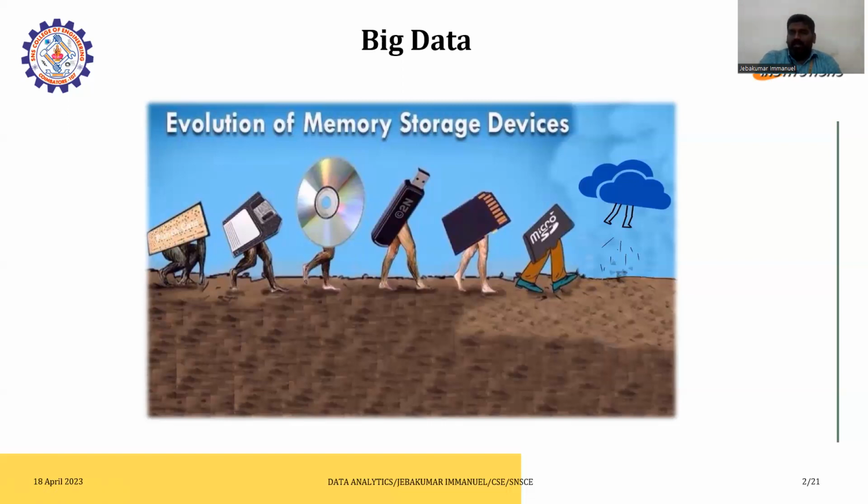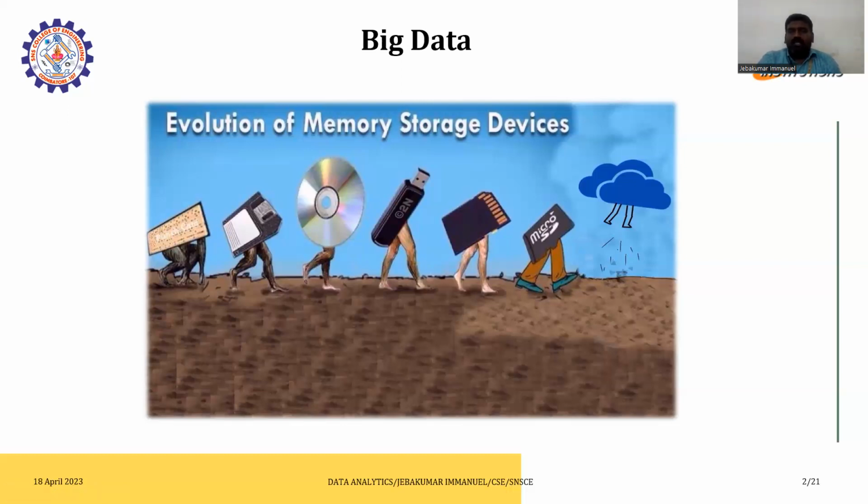CDs, then compact disks, then DVDs. Maybe 750 MB is the maximum storage of a CD. Then it converted into some gigabytes of DVDs. Then came the compact pen drives. The pen drives start from 2 GB storage. Nowadays, we are using 1 terabyte pen drives also. Then it converted into card adapters, then micro SD storage.